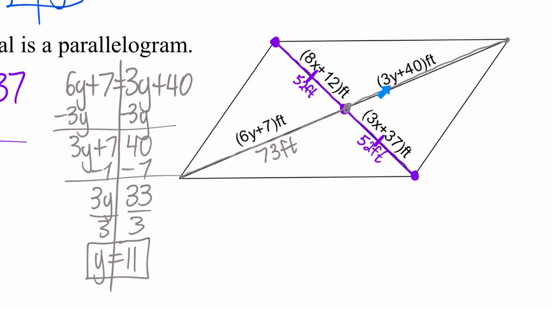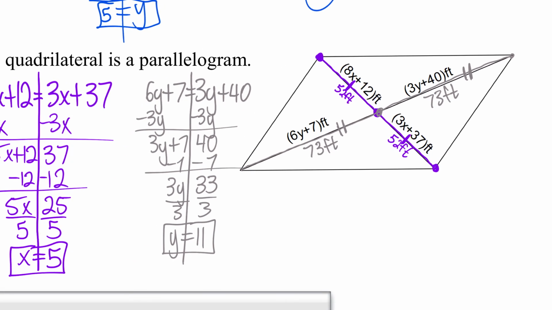And if I take that 11 and plug in here, what's 3 times 11? 33. And then 33 plus 40 would be 73. So here you can see this is 73, this is 73, so that makes this piece congruent to this piece. And again, that's what bisected means. Okay, so this information right here fits into which condition on the front? It fits into the third condition, exactly. The diagonals have bisected each other, so it is a parallelogram.